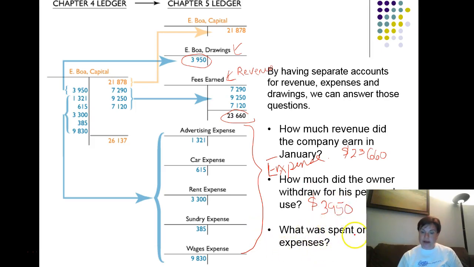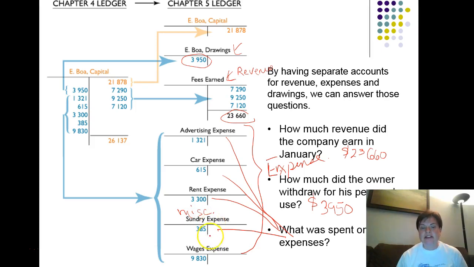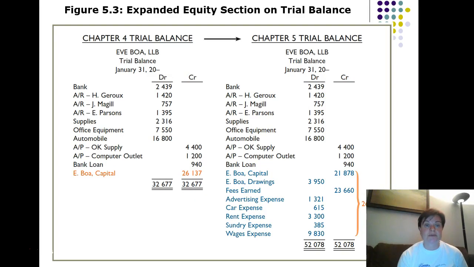And finally, what was spent on expenses? Well, we spent some on advertising, we spent some on car expense, we spent some on rent, we spent some on sundry, which is the same as saying miscellaneous. It's maybe for stamps or stationery or something like that. And then we have wages. So this is what we spent our money on, and that would be important information for the users.